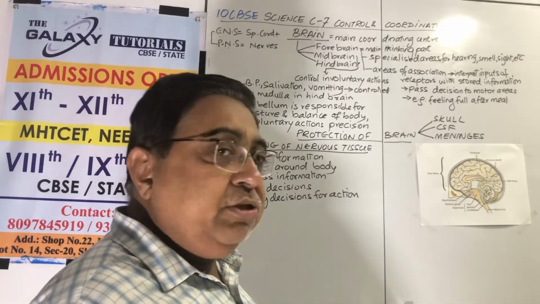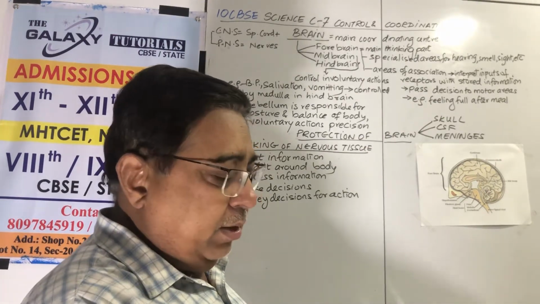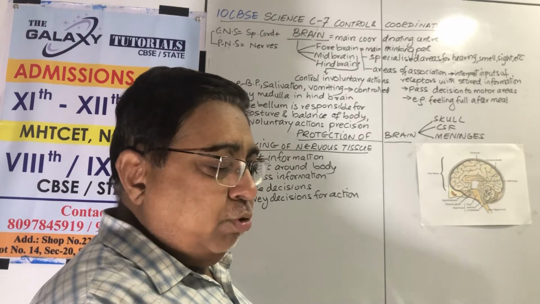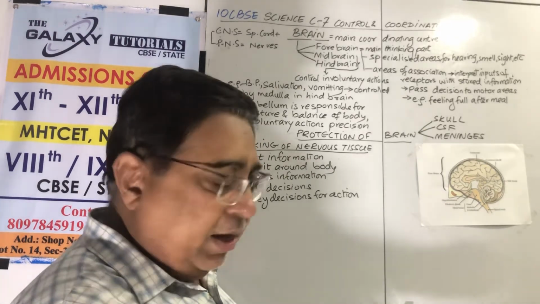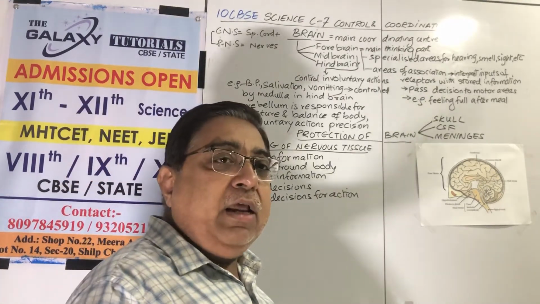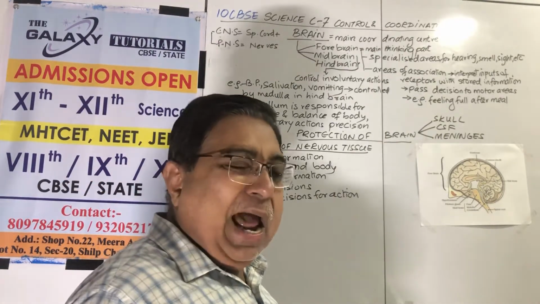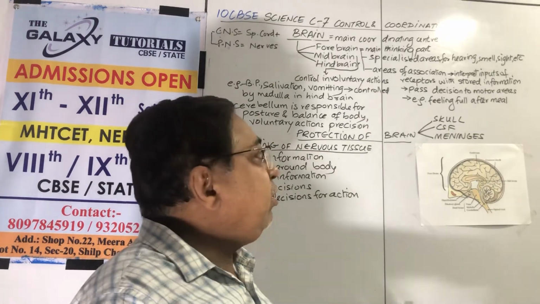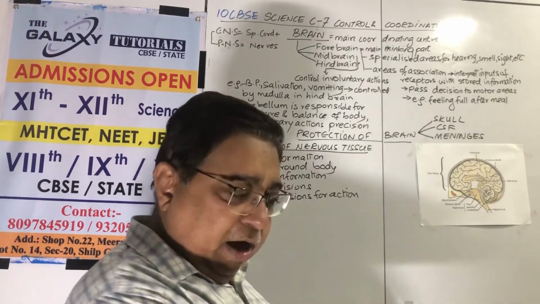Then they pass the decision after matching, like 1 is with C, 2 is with A. How do we match the columns? Then we write the answer. So it sends the answer to the motor area. Motor areas are areas which control movement, a gland or a muscle. So it will tell you, okay, take back your hand, flatten your hand.